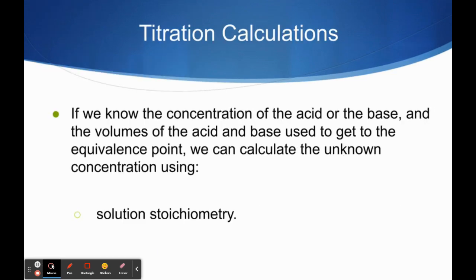To solve titration calculations, you need to know the concentration of either the acid or the base and the volumes of both the acid and the base used to get to the equivalence point. From that point, you can calculate the unknown concentration using solution stoichiometry.